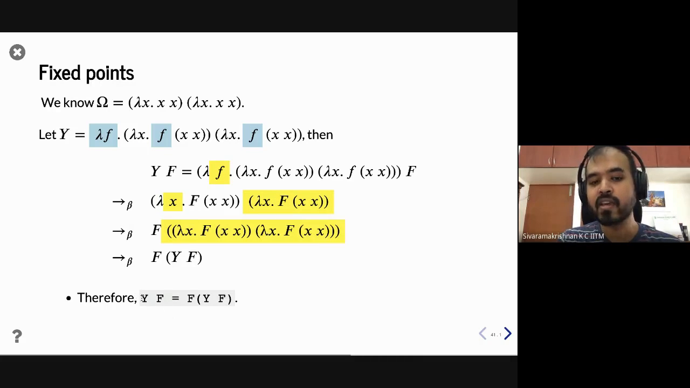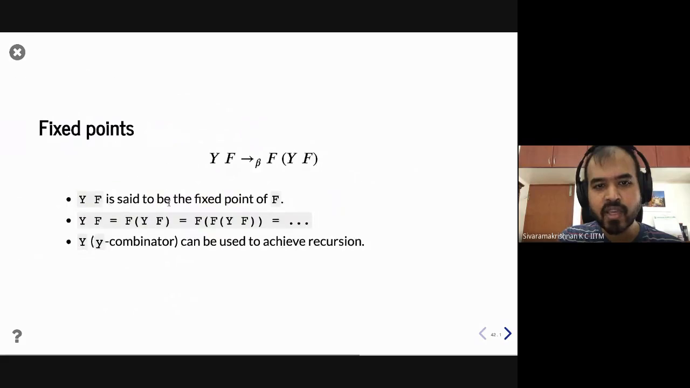So this YF is said to be the fixed point of f, because for any f, I can always create a YF because I know what a Y combinator is, and I don't assume anything about the structure of f here in the Y combinator application. So YF is said to be the fixed point of f. Given any f, I can always create a YF which behaves as this equation describes: if you apply f to YF, it's the same as YF.